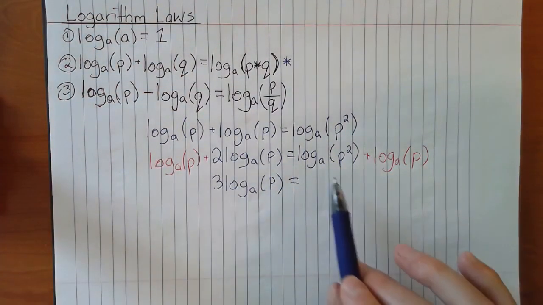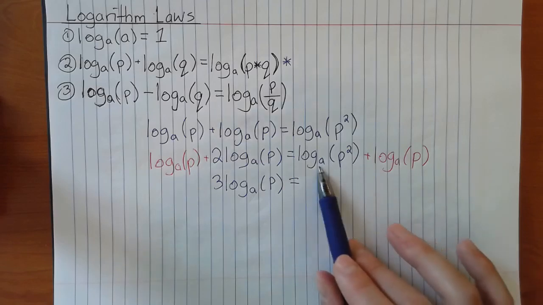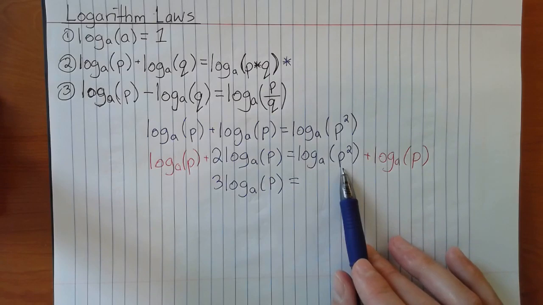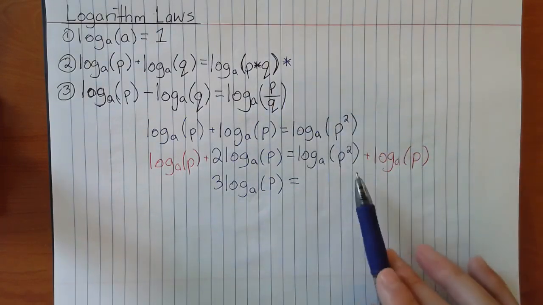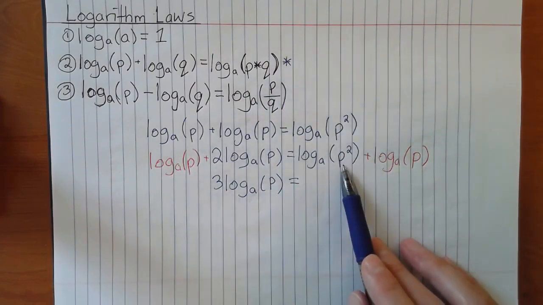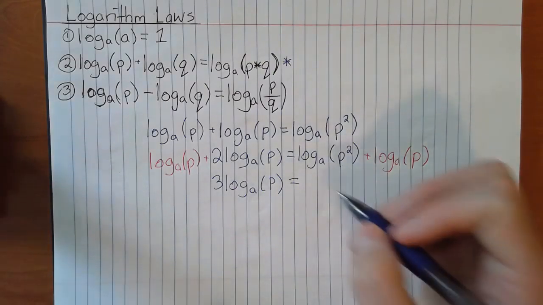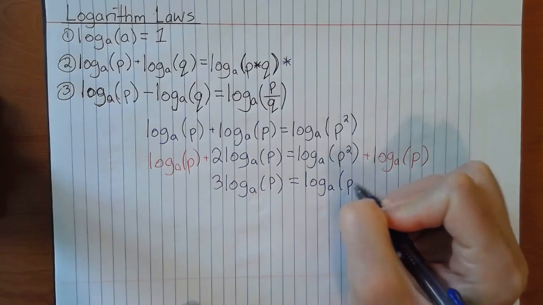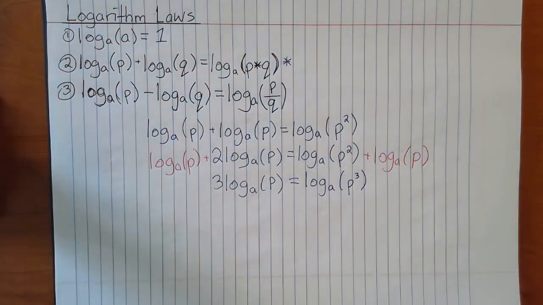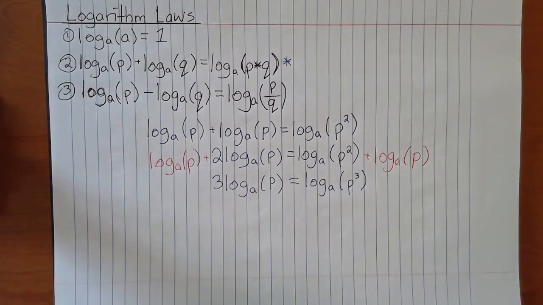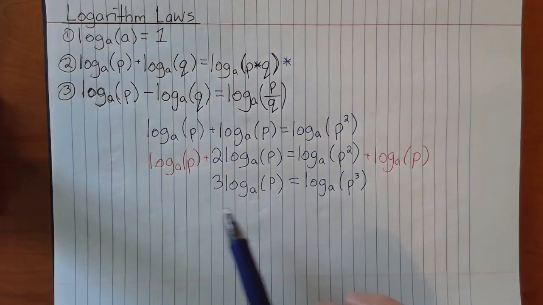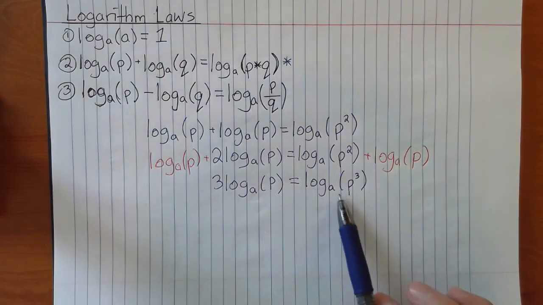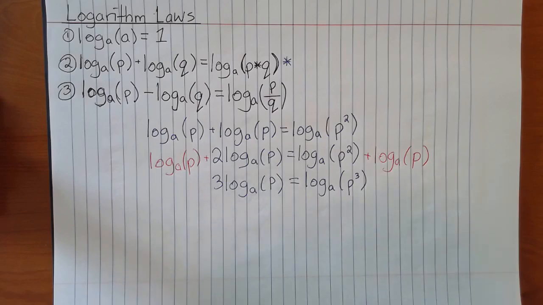On the right side, we have 2 logarithms that are the same base, log base A, log base A. Based on rule number 2, I can multiply these inputs. P squared times P is going to be equal to log base A of P to the third power. So once again, we can see that we have 3 times log base A of P is equal to log base A of P cubed.